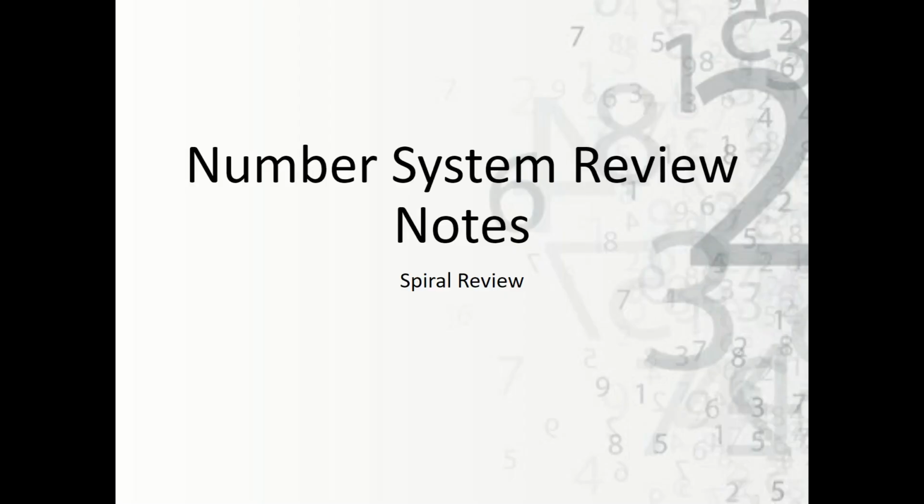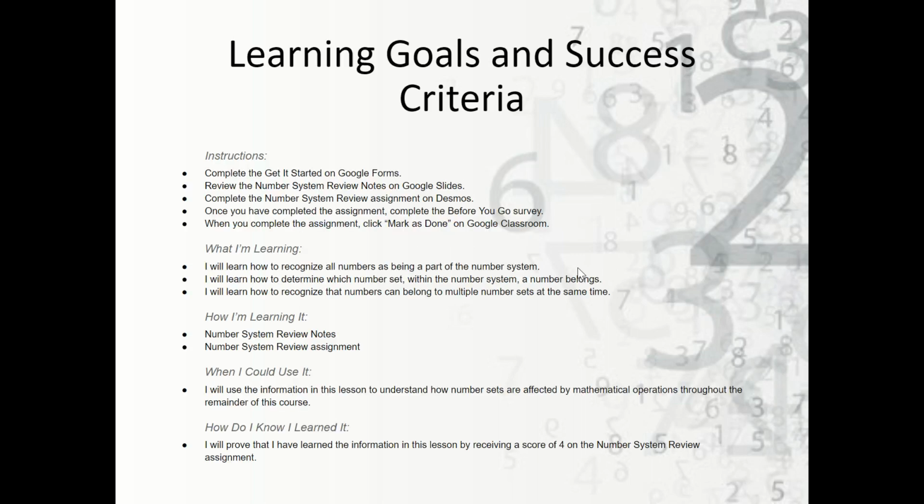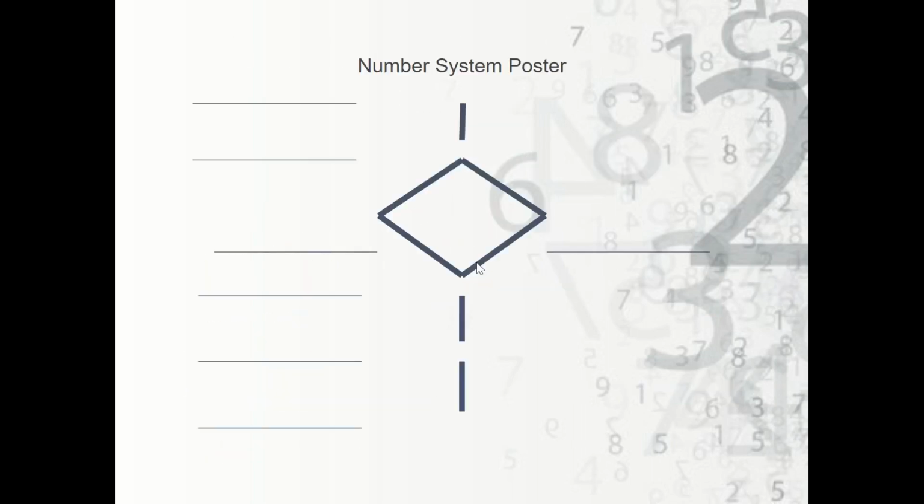Let's take a look at the number system review notes. Our notes begin with the learning goals and success criteria. And from there, we move on to our poster. And this goes with the assignment that you'll do on Desmos. So what I want us to do is talk about the different parts of the number system and talk about them in terms of the way we learn them.